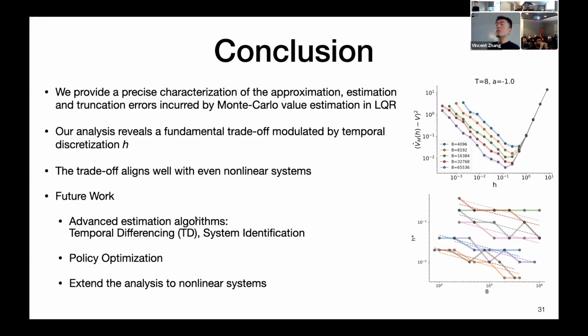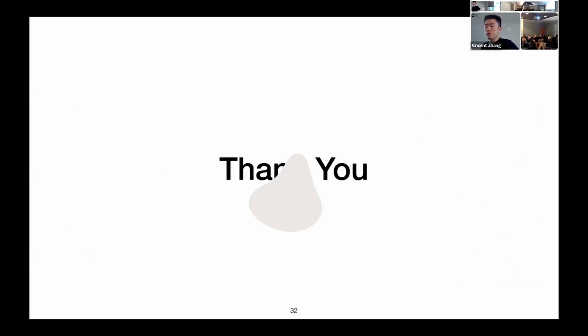That includes using a better algorithm, temporal differencing or system identification, or model-based in RL terminology. We also want to optimize the policy, and there are further challenges, including what if you want to discretize your policy at a different step size. Then you have two different time scales, which is even harder to handle. We can also try to analyze nonlinear systems by taking local linearization. And yeah, that's it. Thank you for your attention.